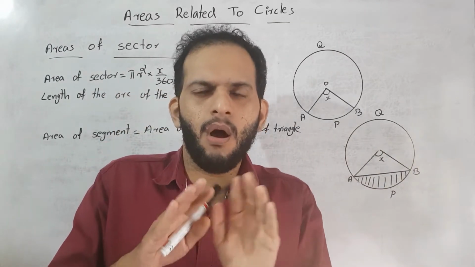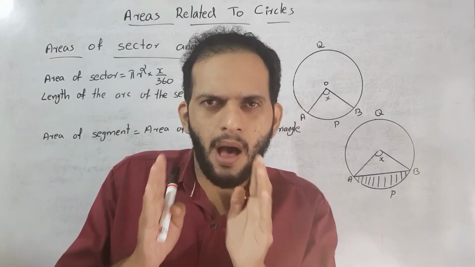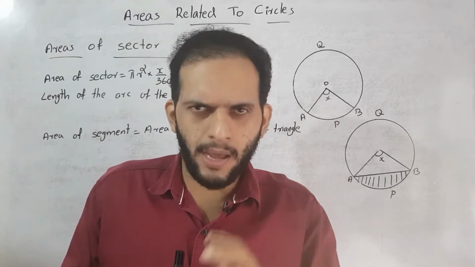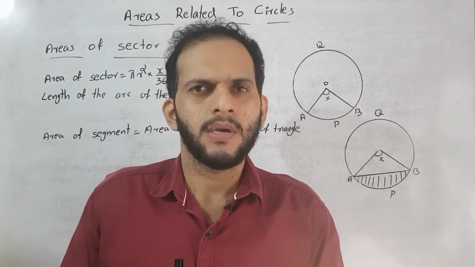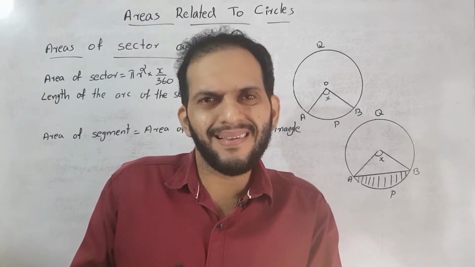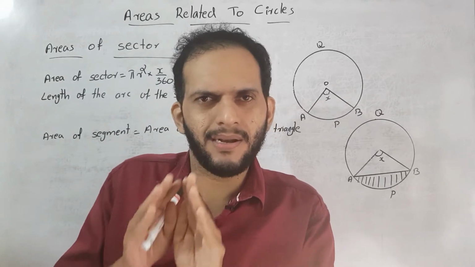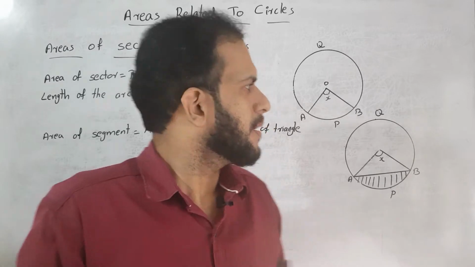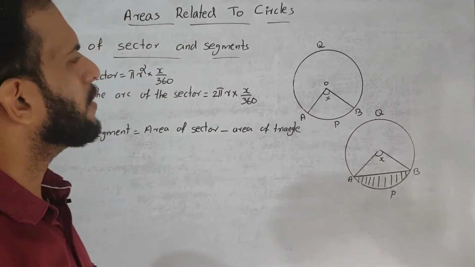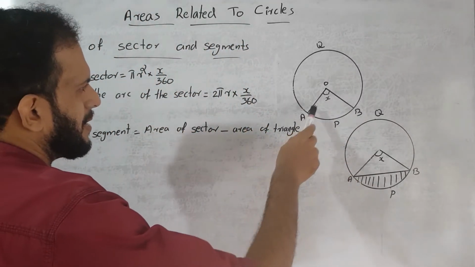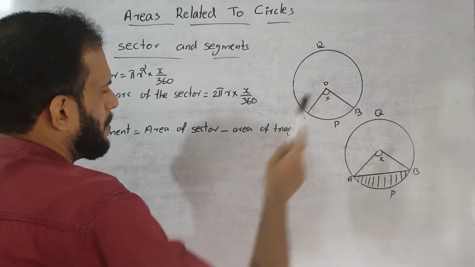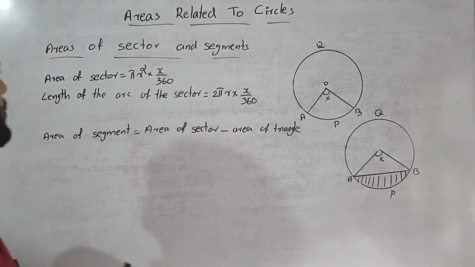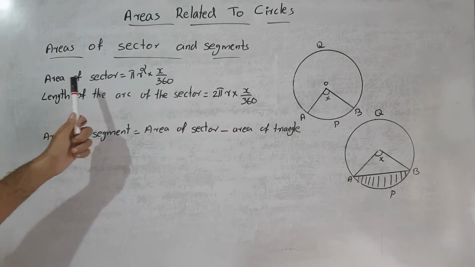Okay, then in all circles, in the case of arc and segment, we have two parts, one minor and one major. So if we simply say sector or segment, that denotes the minor ones. Clear? So here we have the sector OAPB. The central angle of the sector is x. First we are discussing the equation to find the area of a sector.